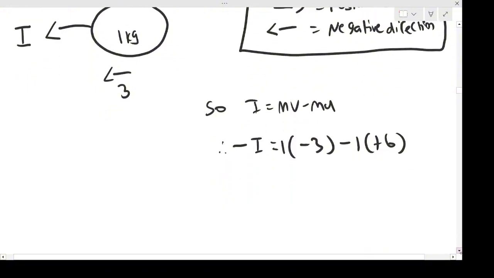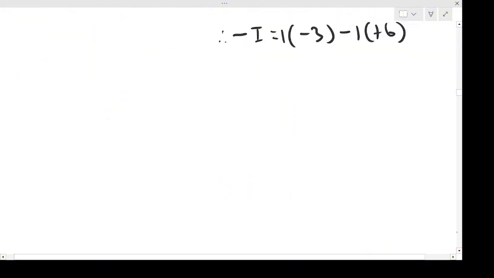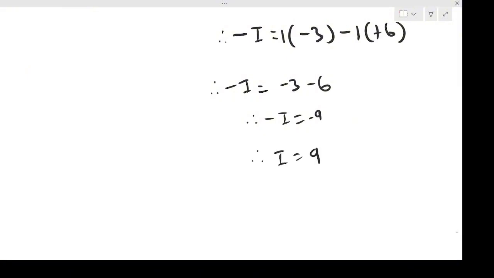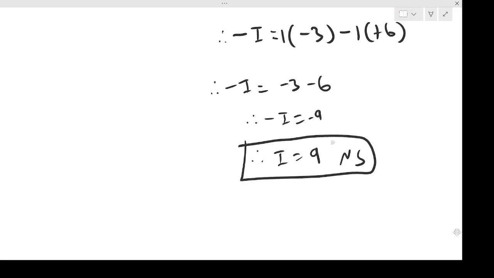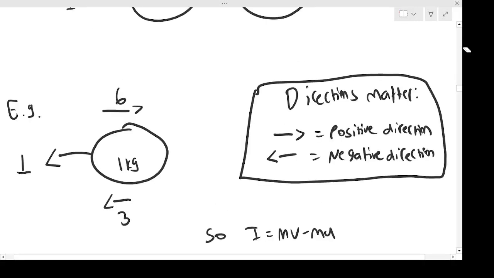Now I can work out the impulse by just solving an equation, right? So minus I is minus 3, then minus 6. So minus I is minus 9. Then I can just flip the negatives to get positive I is positive 9 in newton seconds. And so that's my impulse, okay, 9. And there we are. Hopefully that example gives you a flavour of what I mean by the directions and how we can work out the impulse.